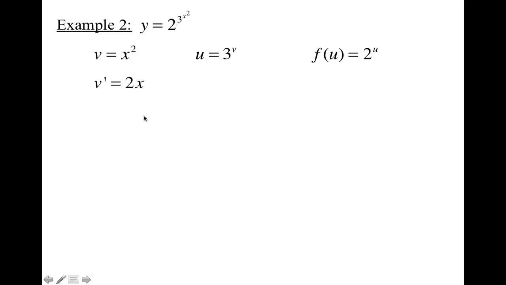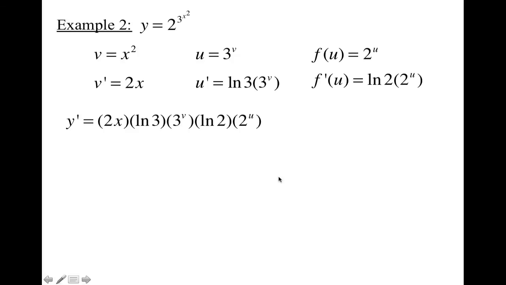Derivative of x squared is 2x. Now we have the derivative of an exponential with a base other than e, so that means that the derivative is going to be the natural log of the base times the base to whatever power. And then the same thing here, so this will be the natural log of 2 times 2 to the u. I'm going to multiply all 3 derivatives together.